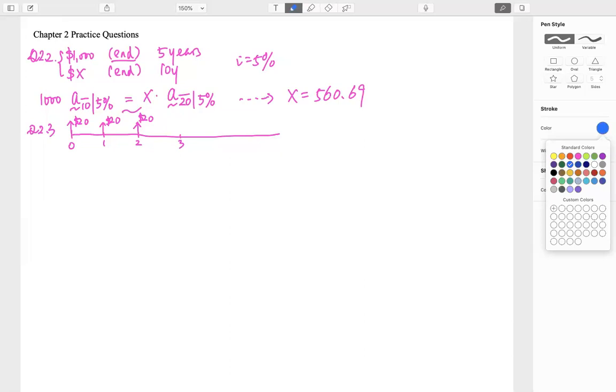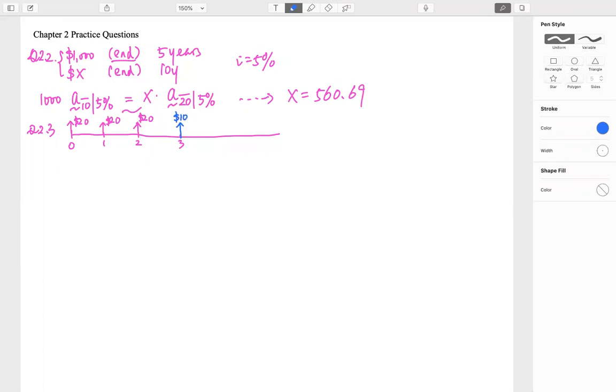Okay, starting from the fourth year, the amount is not 20. It becomes $10, and it also lasts for 3 years. So the next 3 payments are at 3, 4, 5. So basically, we have 6 years. All the payments are received at the beginning of the year. So it goes from 0 to 5.